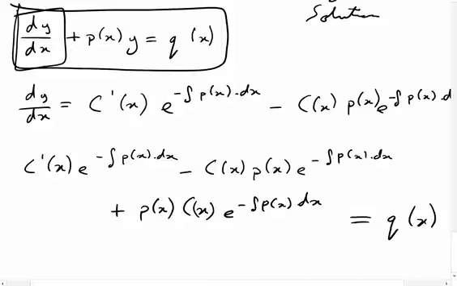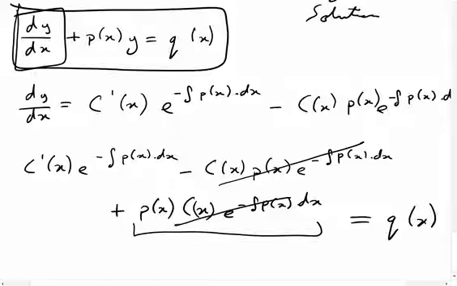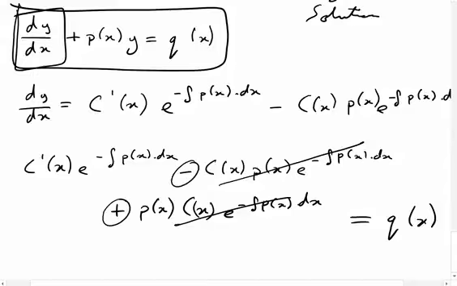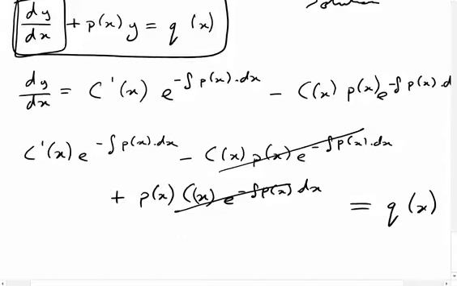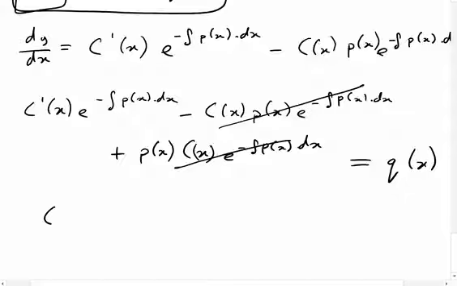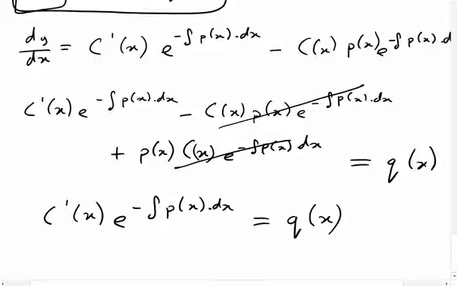Well, let's look at what we've got here. We've got a p of x, c of x, e to the minus integral of p of x dx, we've also got that thing there. So effectively those two things are going to cancel. We've got the same thing, one's being added, one's being subtracted, so those two things are going to cancel. So what we're going to end up with is c dash of x e to the minus integral p of x dx. Those two things cancel, so we're just left with q of x on the right hand side.